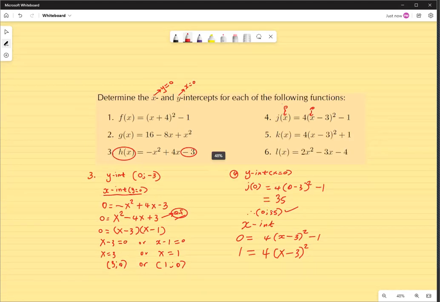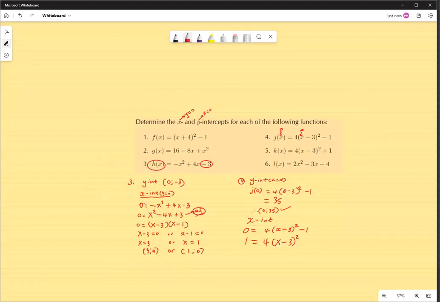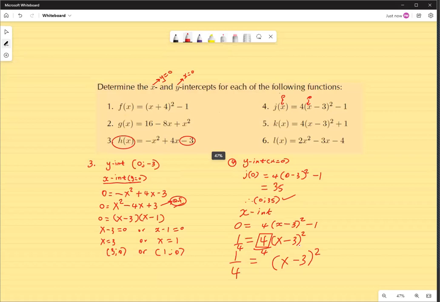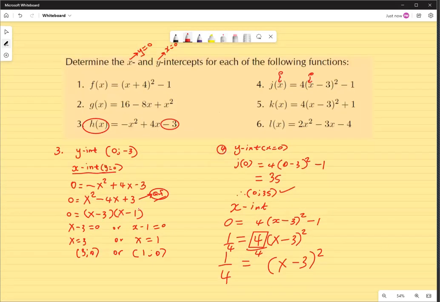Okay, let's create space. So here we're going to have 1 divided by 4 equals (x minus 3) squared. I want to isolate the bracket, so I divide by 4 both sides, right? So divide by 4 there, divide by 4. That's how I obtain my 1 over 4 there. Awesome. And then now we can have this.